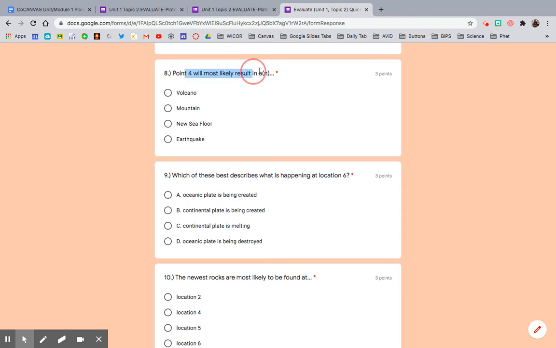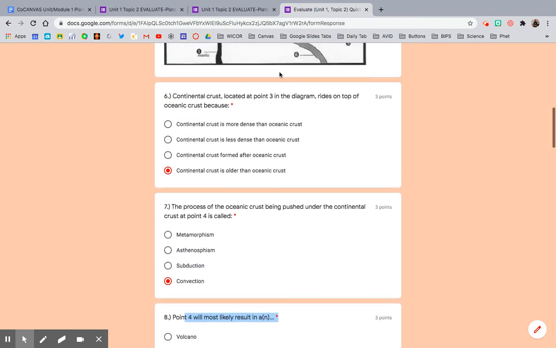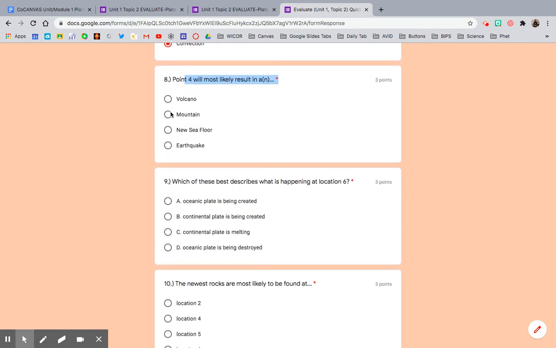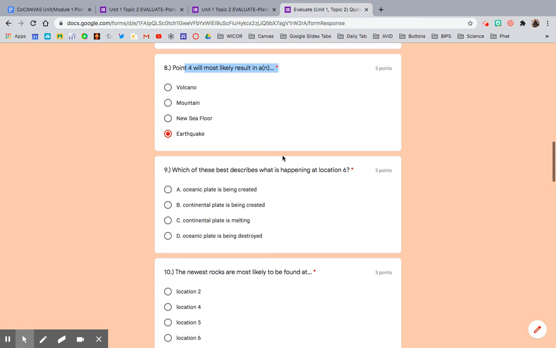Number 8, point 4 will most likely result in what? So right here, this oceanic plate going under this continental plate, what is going to form right here? And you need to think, is this plate and this plate, are they converging? Are they diverging? What's going on? And then why is this plate going under? And then what's going to form right here? Is there going to be a volcano, a mountain, some new seafloor, or an earthquake? And which one's most likely going to result?